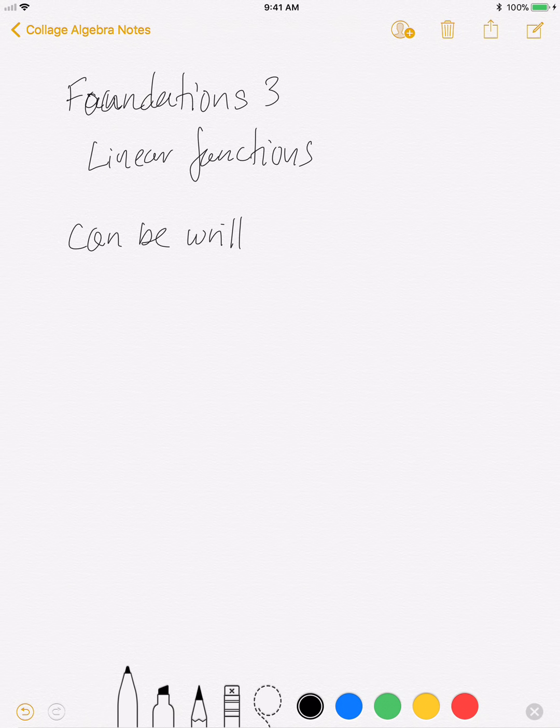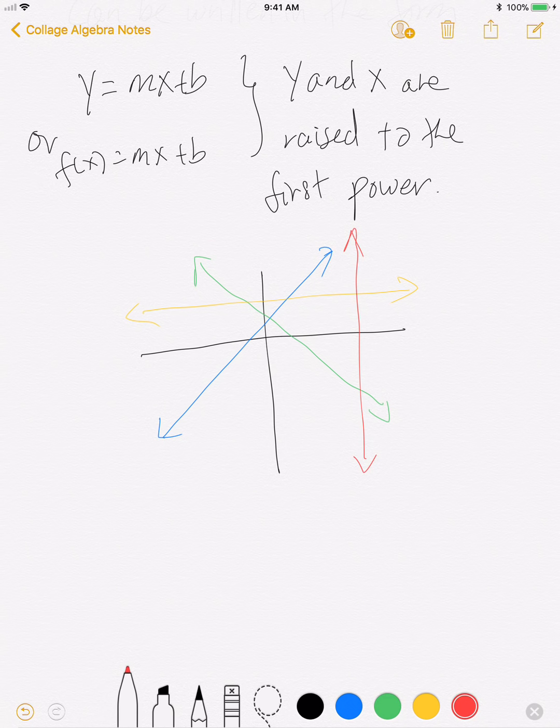The graphs of a linear function basically either look like a line that's growing, a line that's decreasing, a line that is horizontal, or a line that is vertical. And so those are basically what your graph of your linear function look like.